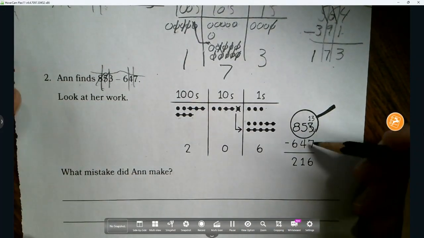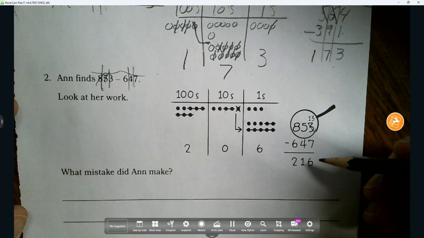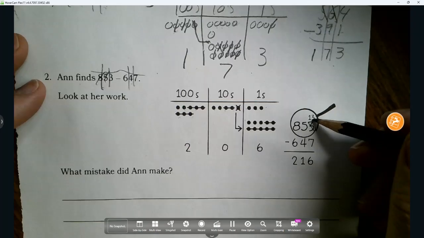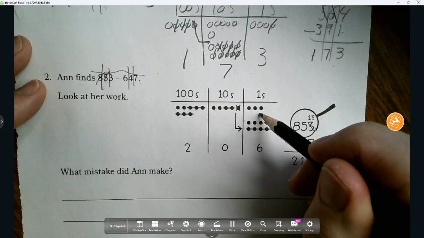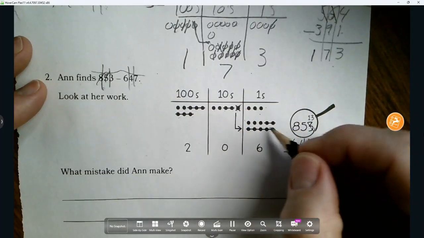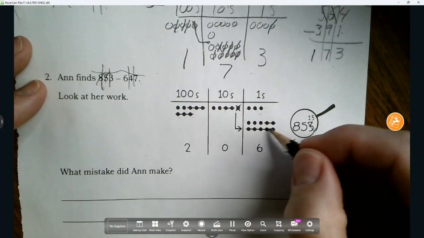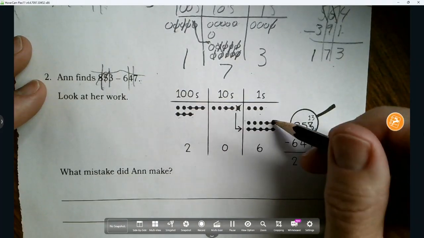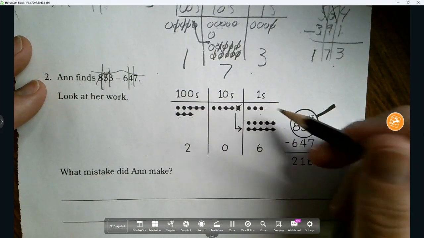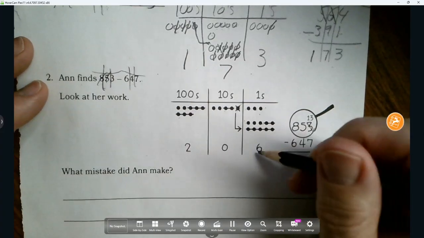We set this up here. So now we have to take away 7 ones. It looks like there wasn't enough. So look, we crossed out, brought over 10. 1, 2, 3, 4, 5, 6, 7, 8, 9, 10. That's right. Took away 7, so there's 6 left. That's right.